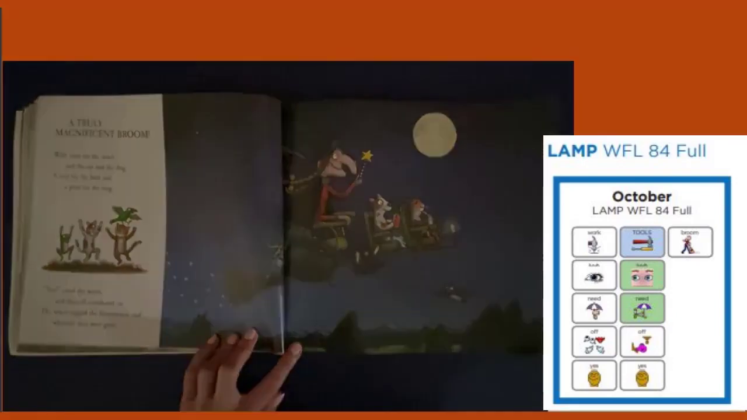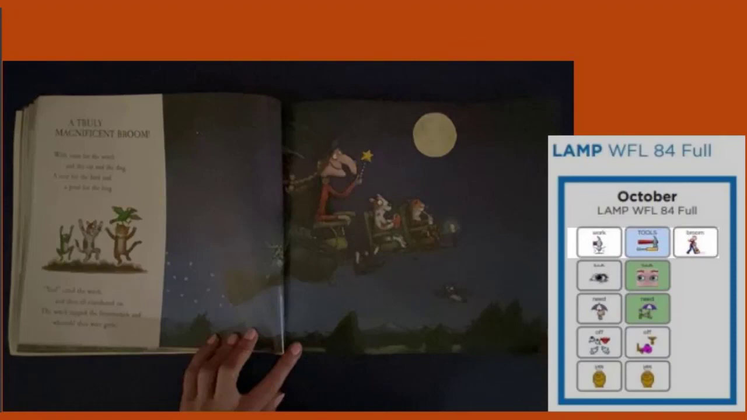She made a new broom. Look how happy they all are. Is there room on the broom for everyone? Yes, there is.